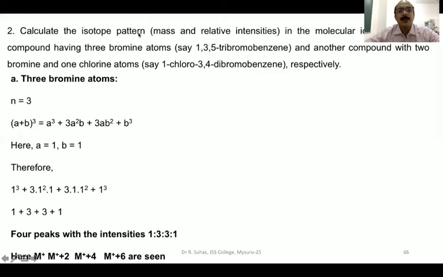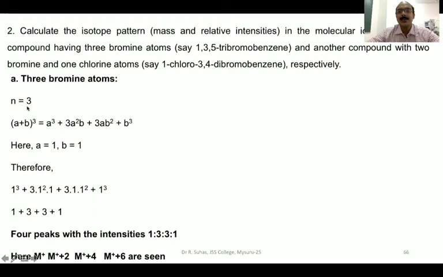Now we will move to the next problem. Calculate the isotope pattern, mass and relative intensities in the molecular ion region for a compound having 3 bromine atoms, say 1,3,5-tribromobenzene, and another compound with 2 bromine and 1 chlorine atom, say 1-chloro-3,5-dibromobenzene. So this problem has 2 problems inside it. First one is 3 bromine atoms. So we'll take up the first problem. What if there are 3 bromine atoms?